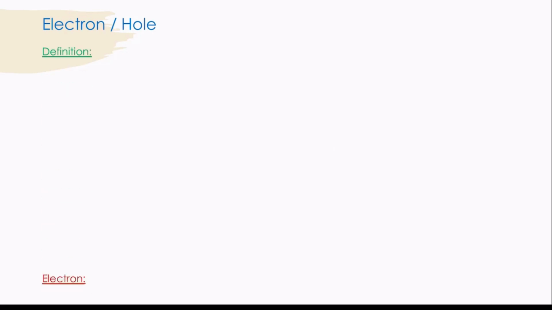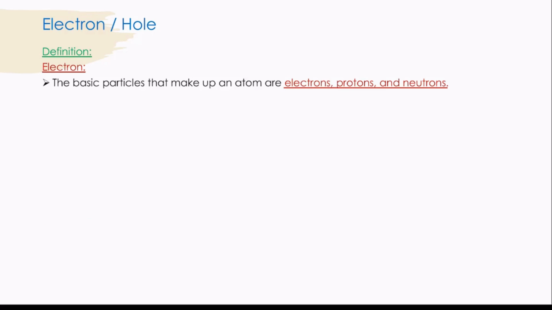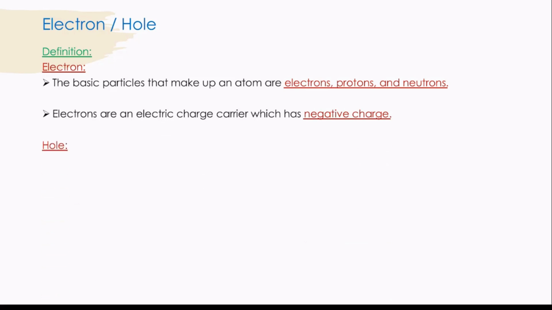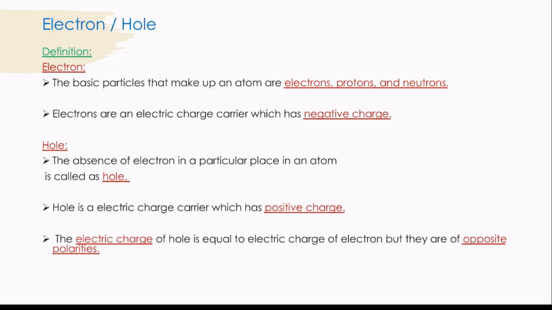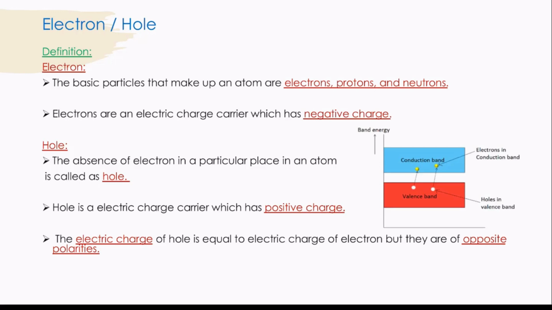Next is how we can define an electron and the hole. First we will see the definition for the electron. Basically, we know that the atom is made up of electrons, protons and neutrons, in which the electrons are the negatively charged carriers. And now coming to the hole, the absence of an electron in a particular place of an atom creates a hole, and this hole is a positively charged carrier. The electric charge of a hole is equal to the electric charge of an electron, but they are of opposite polarity. Now if you see here, this is the energy band diagram for the conduction and the valence band, in which the conduction band is filled with the electrons and the valence band is filled with the holes.